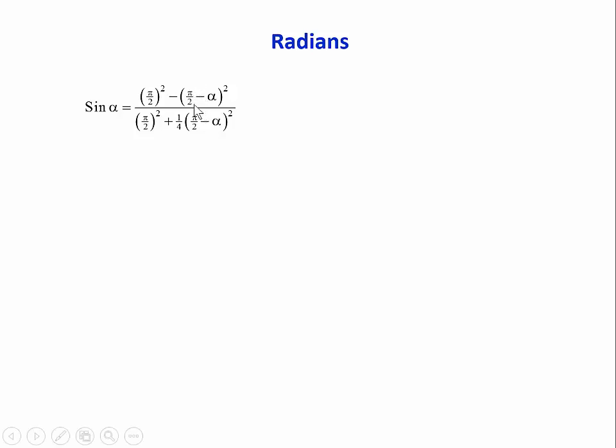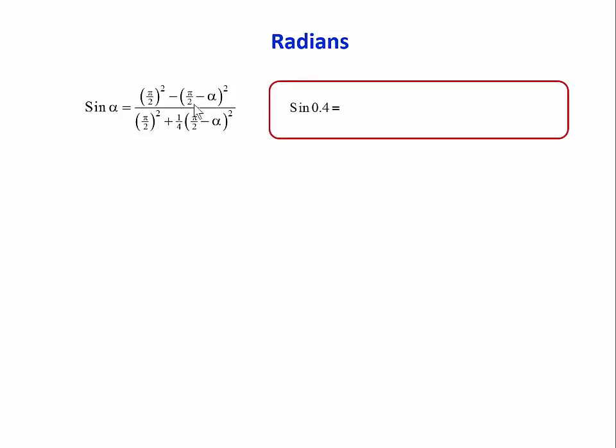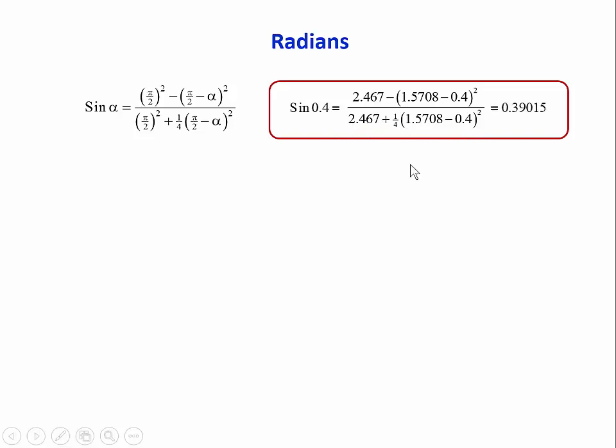So if we want to find, say, sine of 0.4, we put alpha equal to 0.4, and we get this. So this is pi over 2 squared, here and here. This is pi over 2, and there's your minus 0.4. And you'll see that the value of this, when it's calculated, pi over 2 minus 0.4 squared, appears in the denominator, and a quarter of it is added to the pi over 2 squared. So there's a bit of work involved, but it can be worked out with the Vedic techniques.